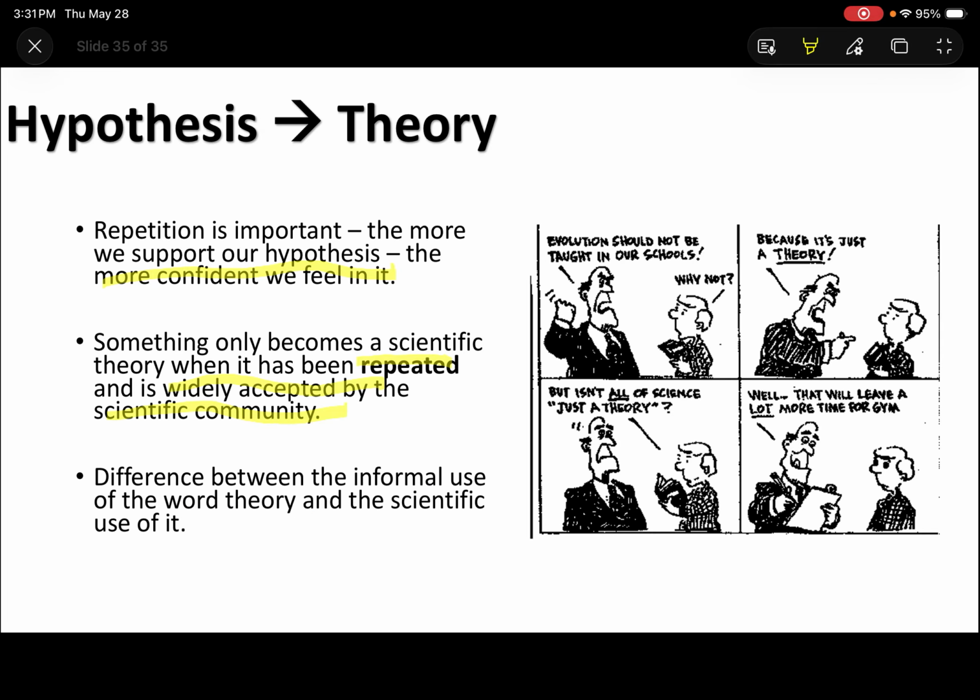Sometimes people use theory informally, like, oh, I have a theory about this or I have a theory about that. But in this class, when I say scientific theory, I mean the scientific word for it. This is an idea that multiple scientists have studied, that there's been lots of evidence for. And so we feel good and can trust it.